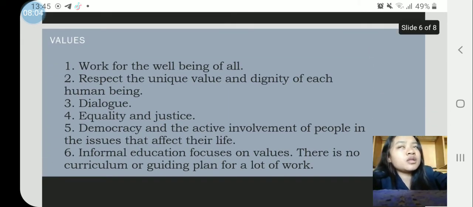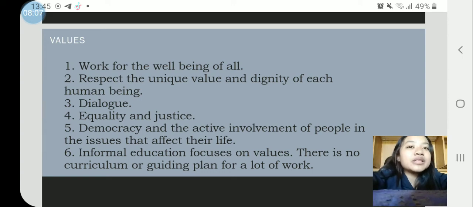Values are, for example, something that we can get from informal education, and also what is contained in informal education. The first one is work for the well-being of all. Second is respect the unique value and dignity of each human being. The third one is dialogue, which means communication. The fourth one is equality and justice. The fifth one is democracy and the active involvement of people in the issues that affect their life. And the last is informal education focuses on values.